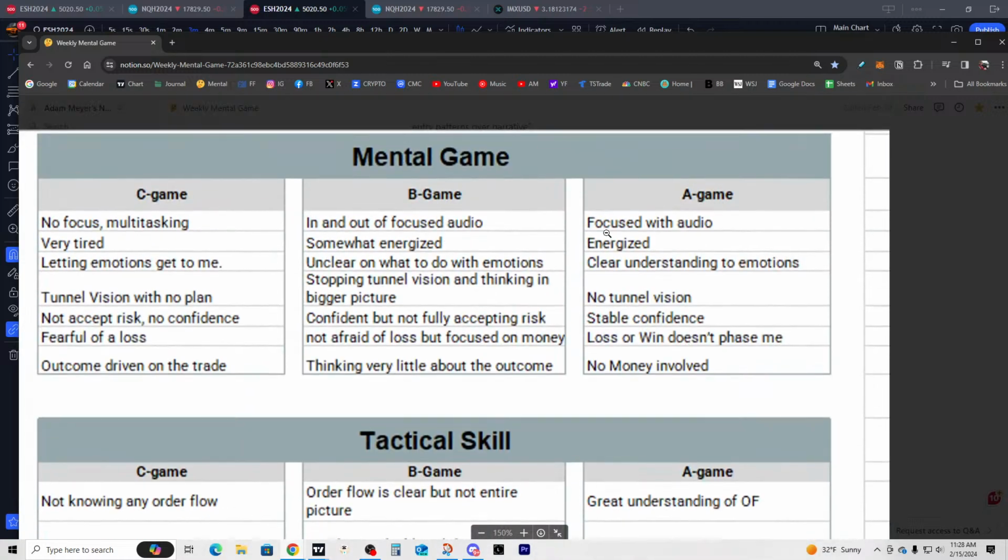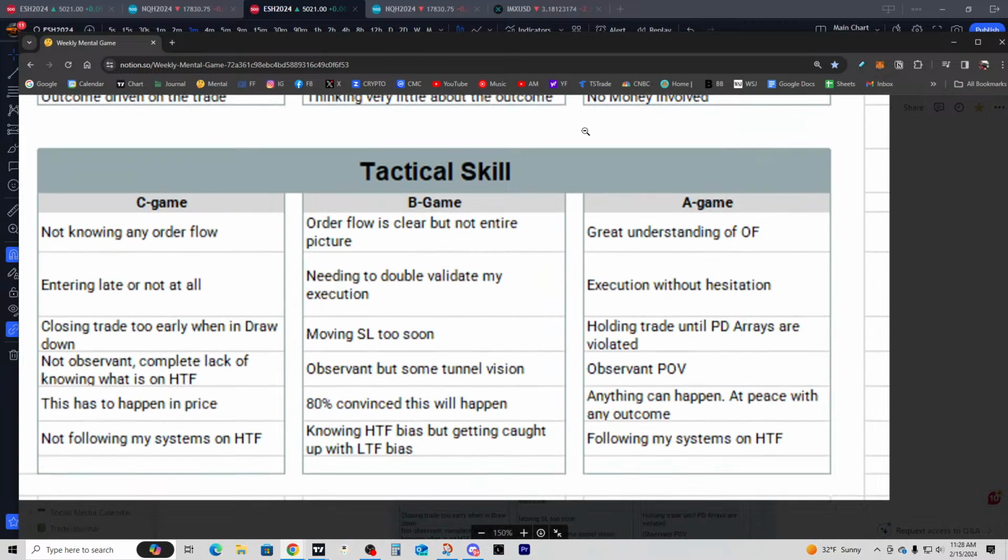Are you trading focused, energized, with a clear understanding, or are you tired, not focused? Are you multitasking? Do you have tunnel vision without a plan of entering a trade? Are you fearful of a loss? You want to be trading in your A game, and this is different for everybody. Do you have a good understanding of where the price is in the market and the order flow? Do you have execution without hesitation? Are you entering late or not at all?